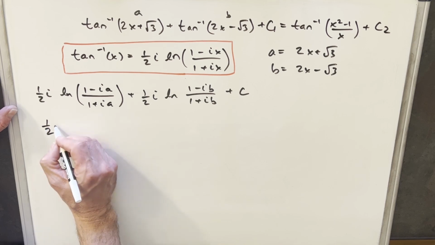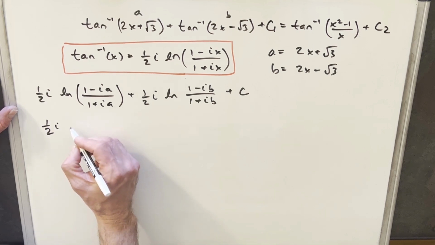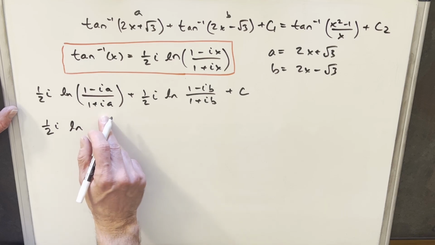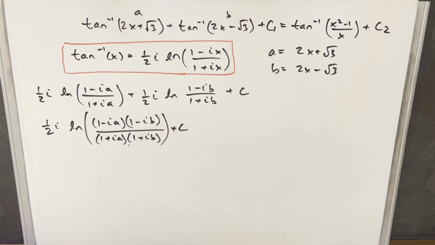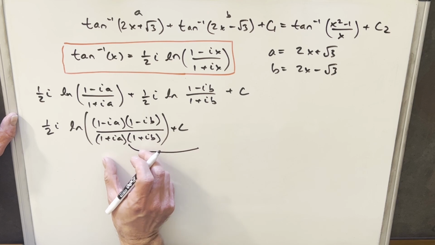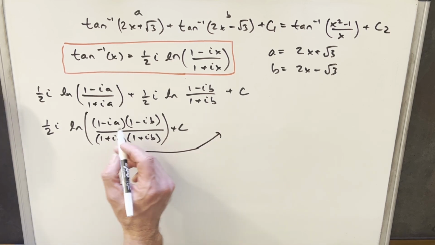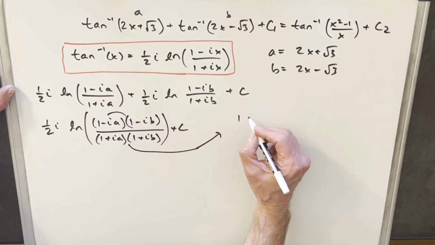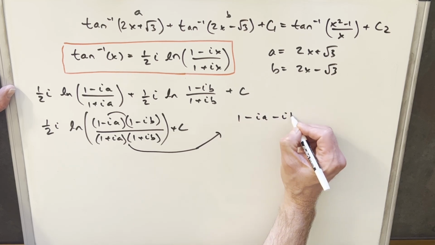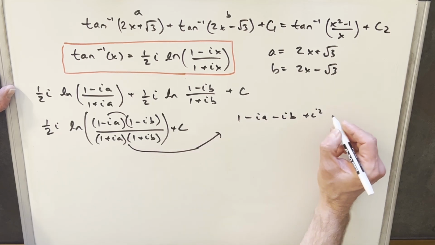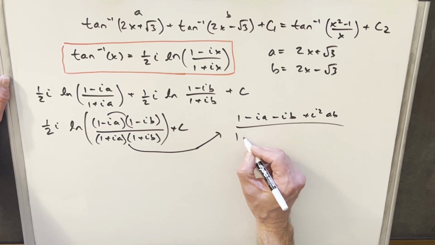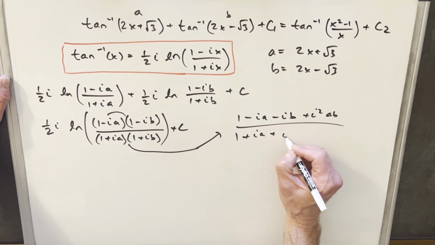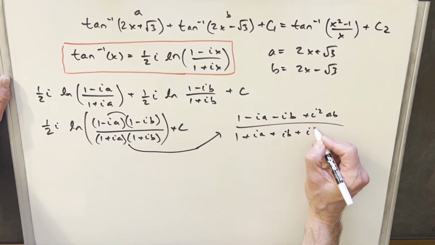I'll factor out a half i, because we have that in both of these. Then we're going to have natural log, and because there's an addition between them, we can actually multiply these together. So from here, what I need to do is just multiply this stuff out. I don't want to keep writing all this other stuff, so I'm just going to focus on what's inside here and multiply this out. I'm just going to distribute right over here. So we're going to have 1 minus iA minus iB plus i squared AB. And something very similar in the denominator: we're going to have 1 plus iA plus iB plus i squared AB.